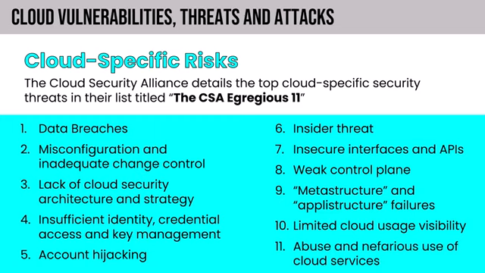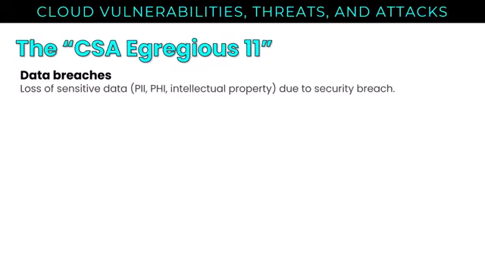So let's break these 11 down a bit further. First, we have data breaches, which are loss of sensitive data due to a security breach. Now, an unintentional loss or oversharing is a data leak.